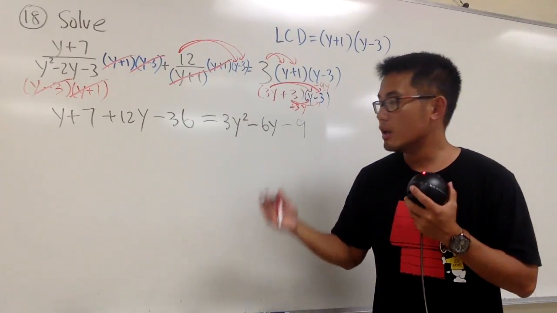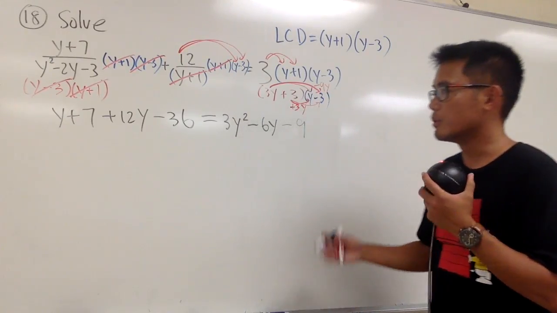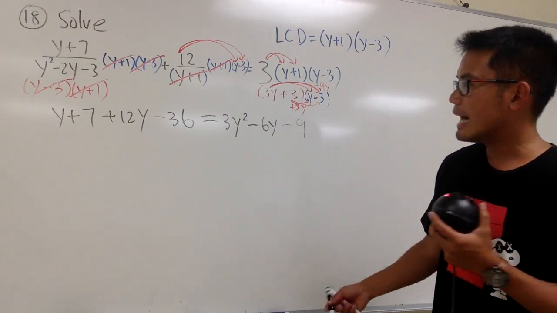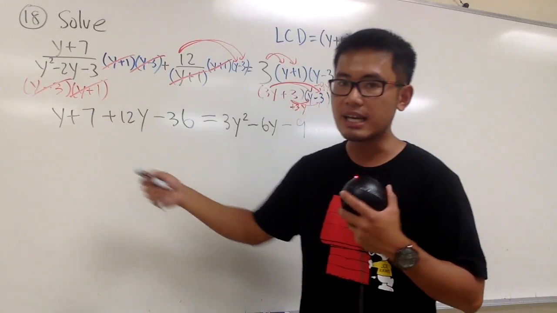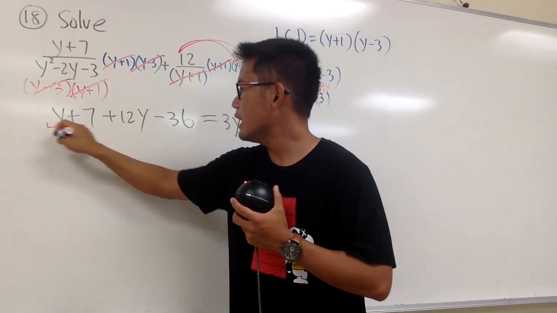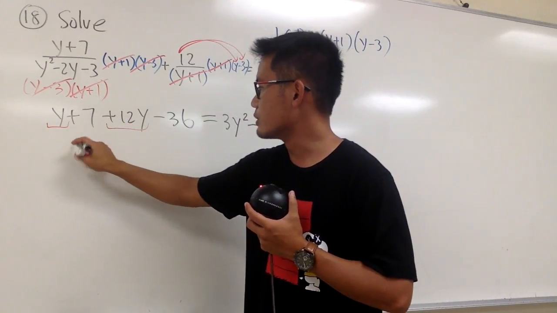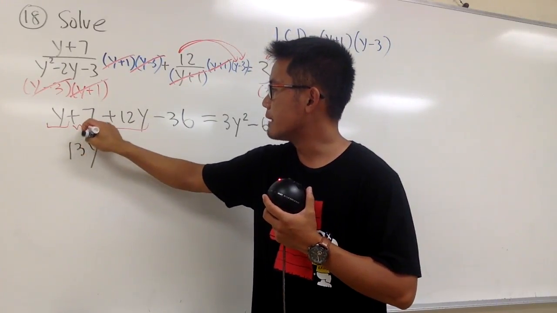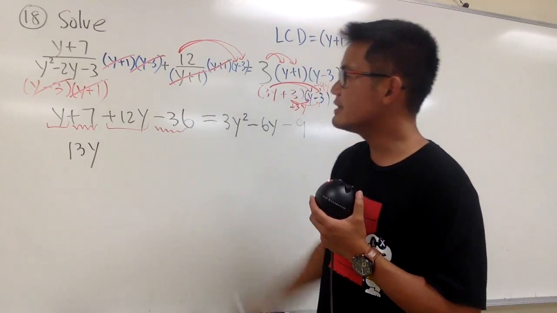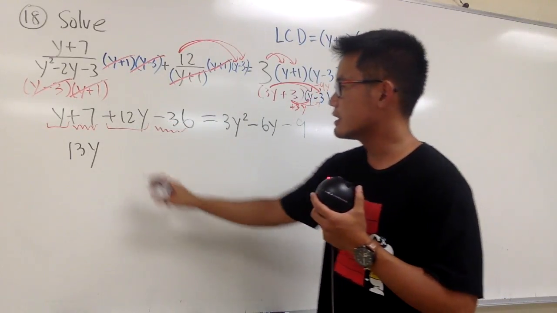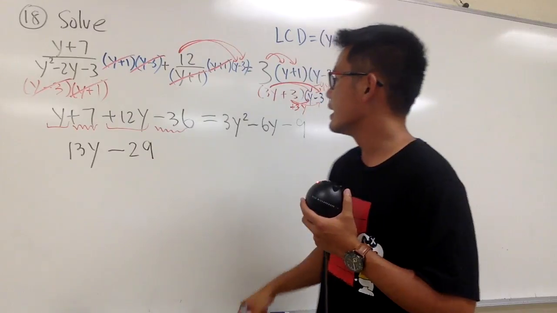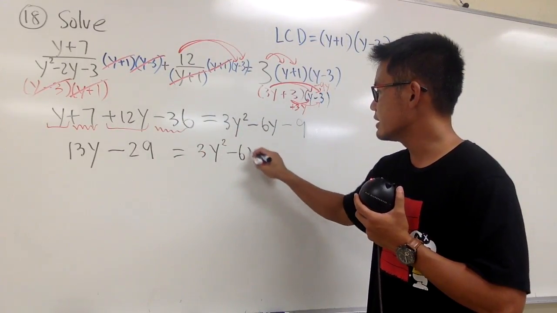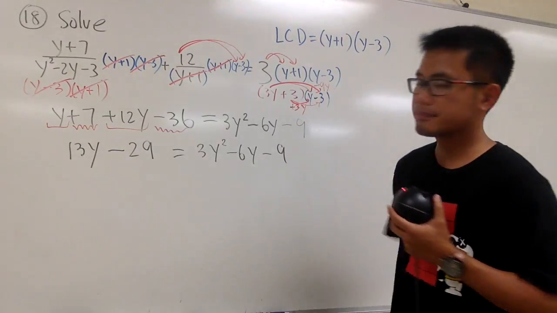So this is the second degree equation. Be sure we make one side equal to 0 and then factor, okay? But before we do that, we see we can combine the terms on the left-hand side. Let's do that first. Here we have y, here we have 12y. So together, that's 13y. And this is positive 7 minus 36. That's going to give us negative 29. And this is equal to 3y squared minus 6y minus 9.